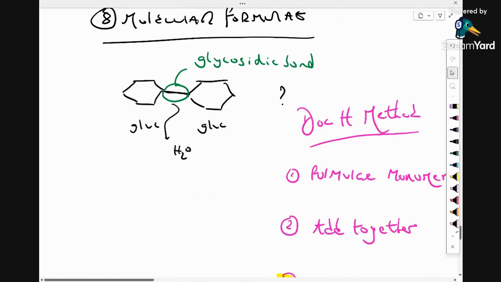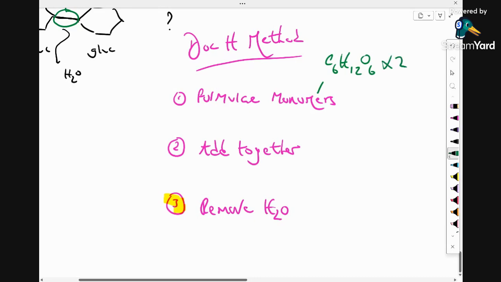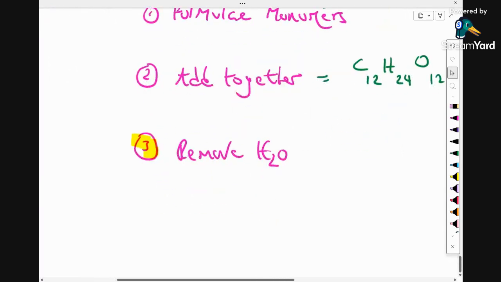Yeah? So, let's use the method. Formula of the monomers, well, they're both glucose, so C6H12O6. We then need to add them together. We have two of them because we're adding two monomers together. So this becomes C12H24O12. Okay, we've just times this by 2. But we've not accounted for the loss of water.